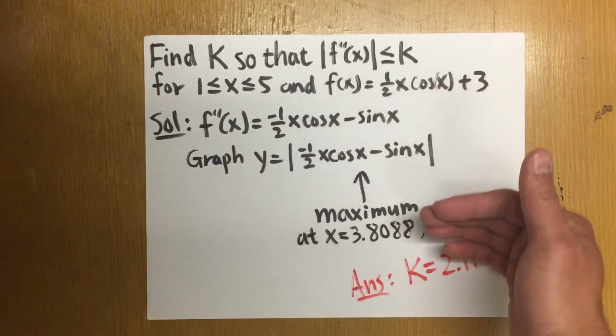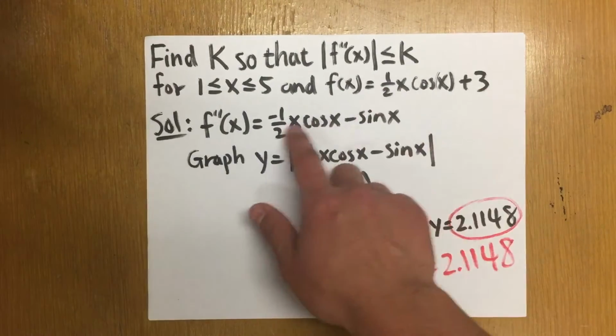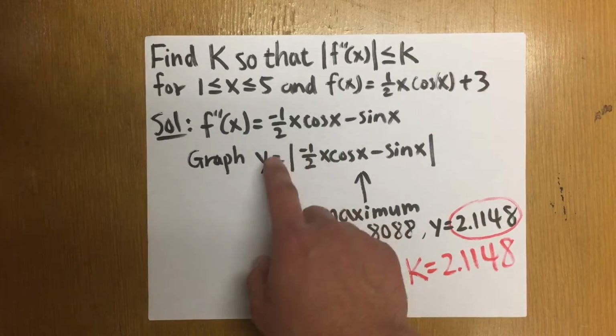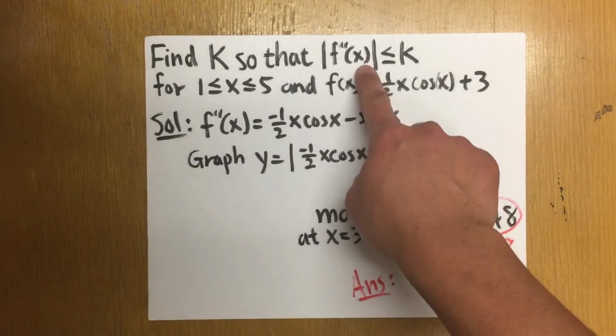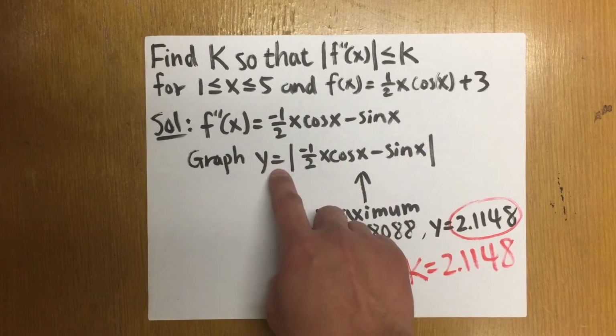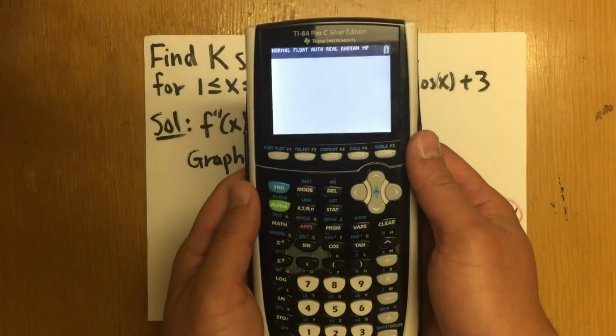You can check the video that I have for you guys in the description. You can see how I go from here to here, right? And to do this on the calculator, we are just going to put this in the absolute value, and then we are going to graph that. So we are going to graph y equals the absolute value of the second derivative. Let me show you how to do that.